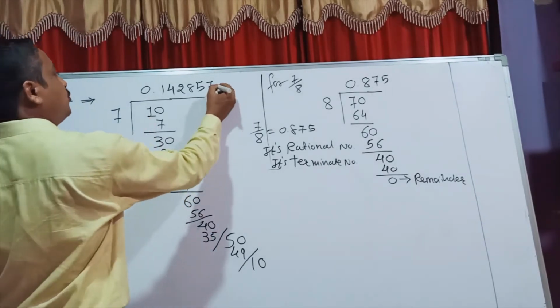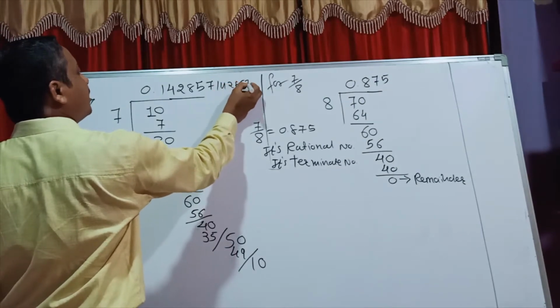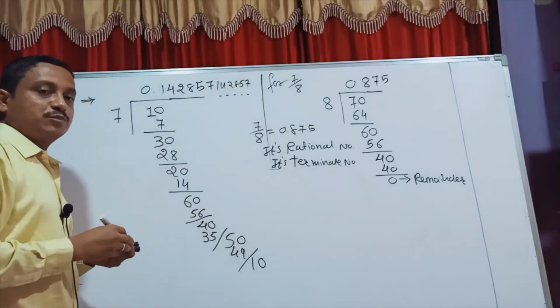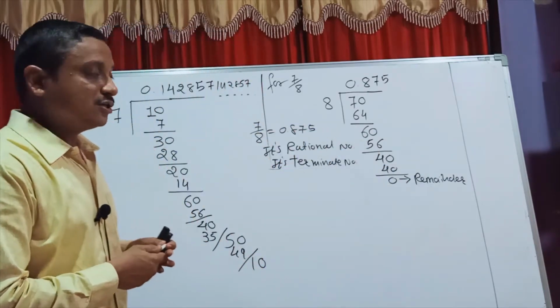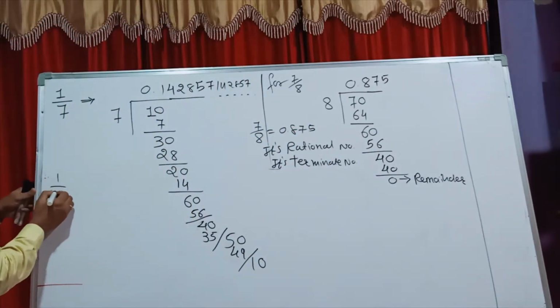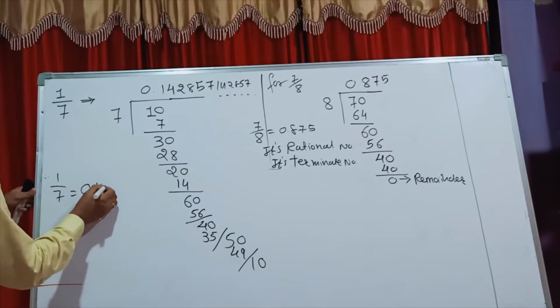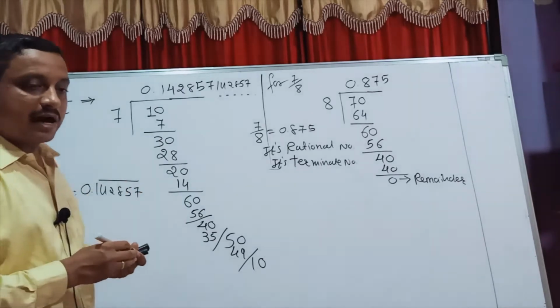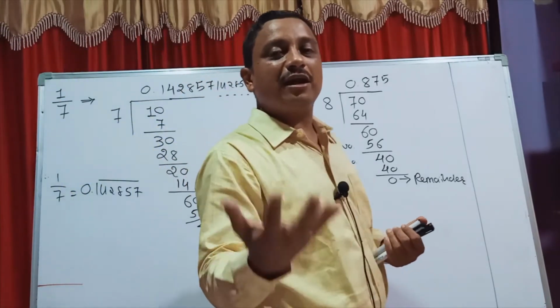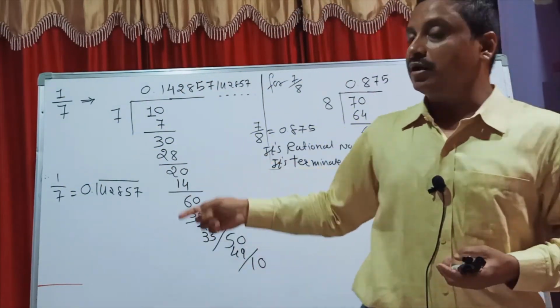It means this number is moving ahead 1 4 2 8 5 7, again and again repeated. That's why I call 1 by 7 as 0.142857 bar. This is called bar. Bar means nothing, students, it is repeated numbers, recurring numbers.